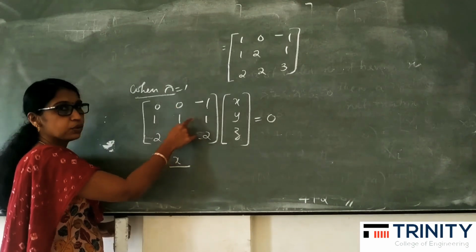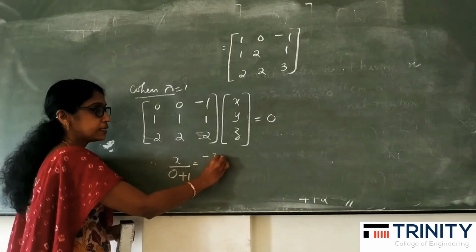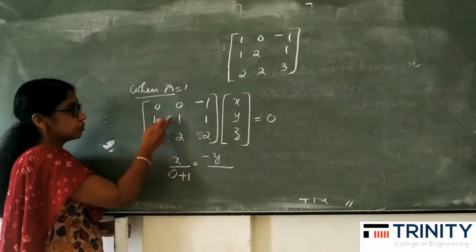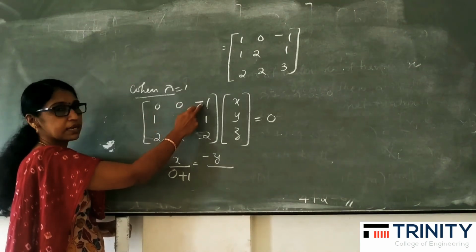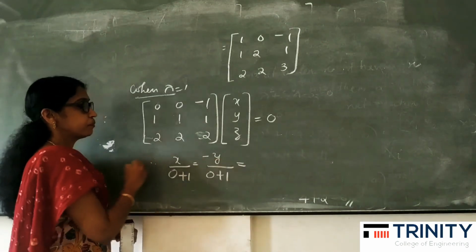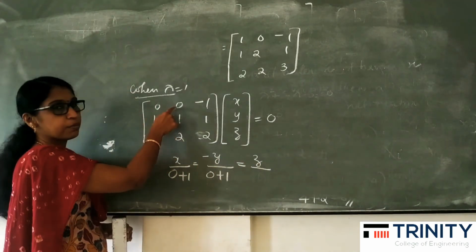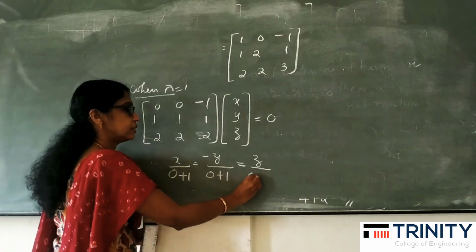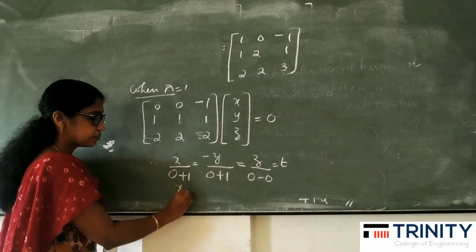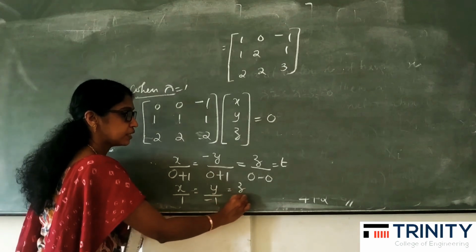So 0 minus of minus 1, 0 plus 1 is equal to minus y divided by, here the coefficient of y is 0 and 1. So 0 minus minus 1. Here also 0 plus 1. This is equal to z divided by 0 minus 0. That is 0 minus 0. This is equal to t. So we get x by 1 is equal to y by minus 1 is equal to z by 0 is equal to t.